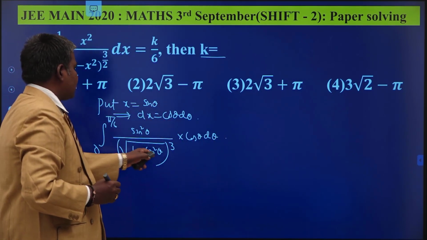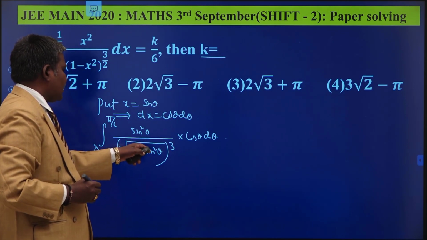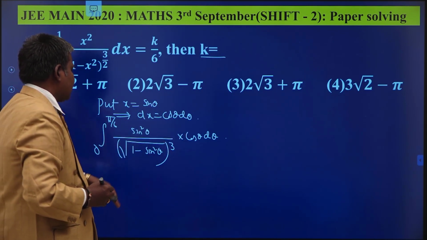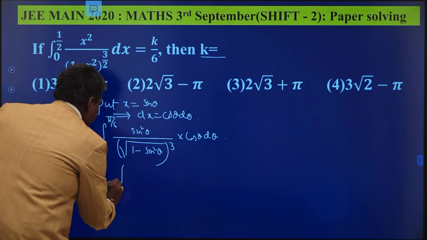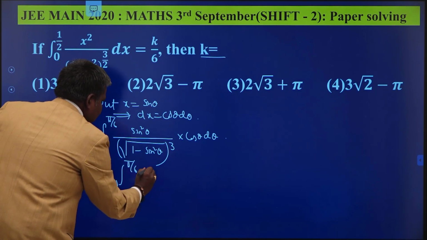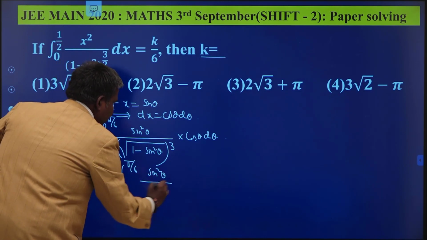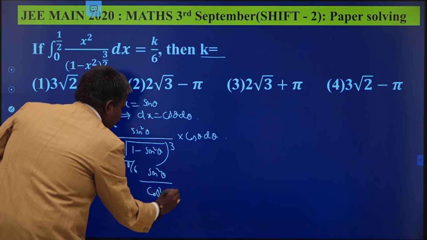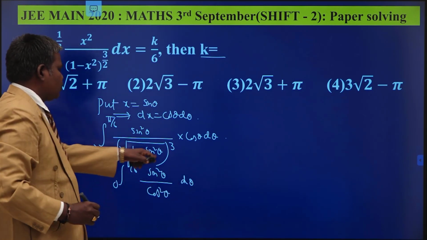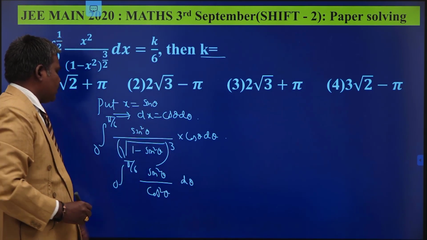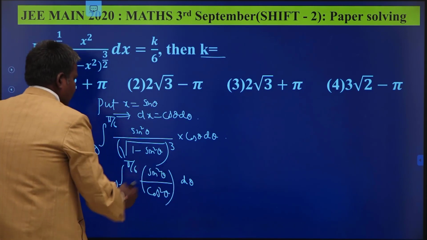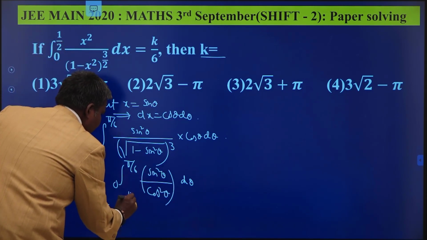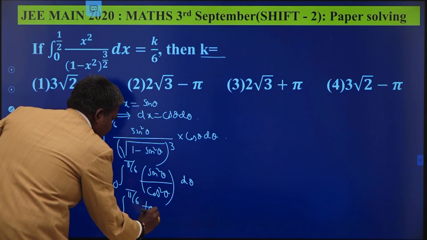1 minus sin square theta is cos square theta, that is cos theta whole cube. One cos cancels, so integral 0 to pi by 6 of sin square theta by cos square theta d theta. This is cos cube theta, cos theta cancels out. This is tan square theta now. Integral 0 to pi by 6 tan square theta d theta.